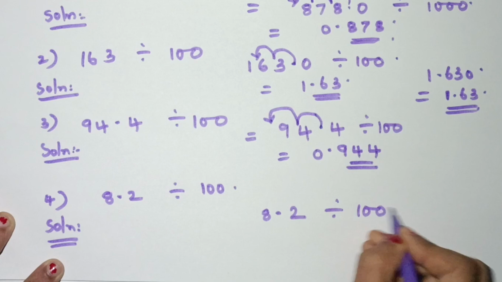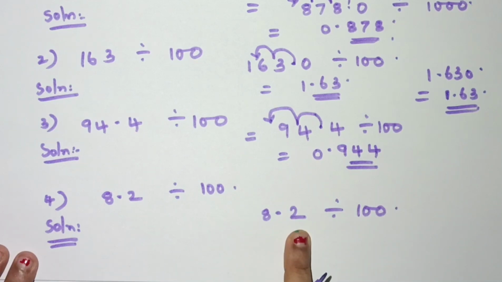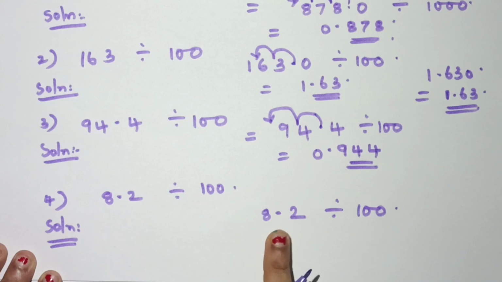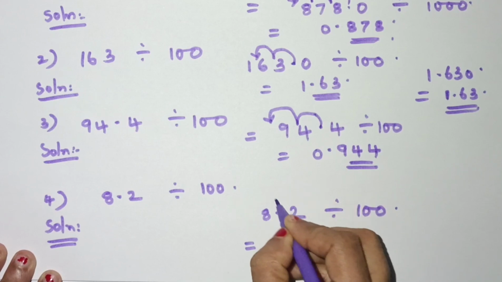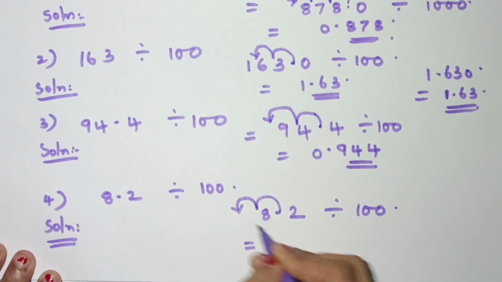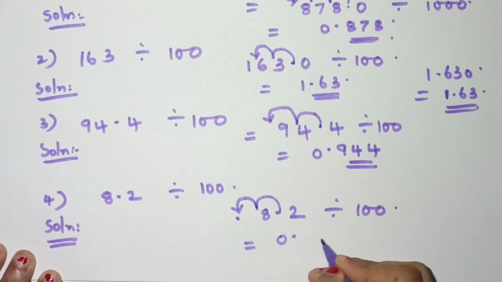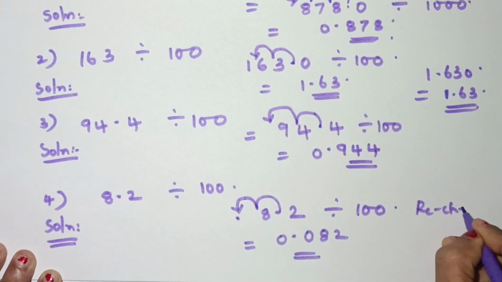8.2 divided by 100. So 8 is the whole number, 2 is the fractional part, 0.2. Now we know which point has to be remembered. If a decimal number is divided by 100, the decimal point shifts 2 places. 1, 2. So here you will have the point and no digit is there, so it is considered as 0. So your final answer is 0.082.